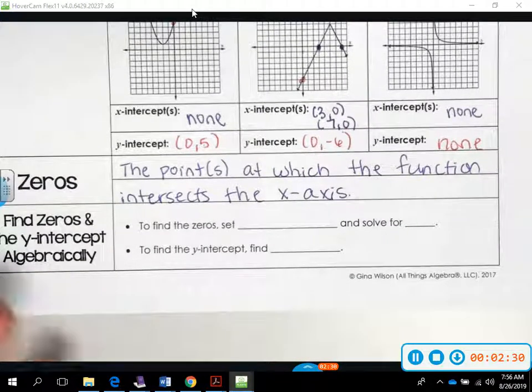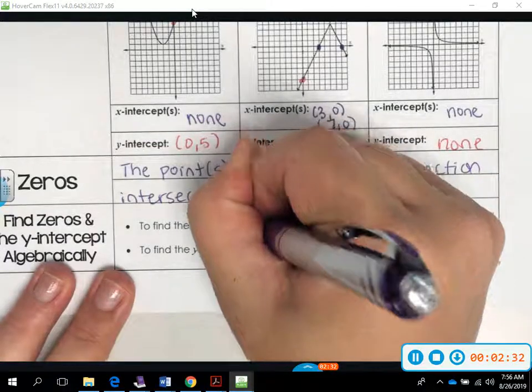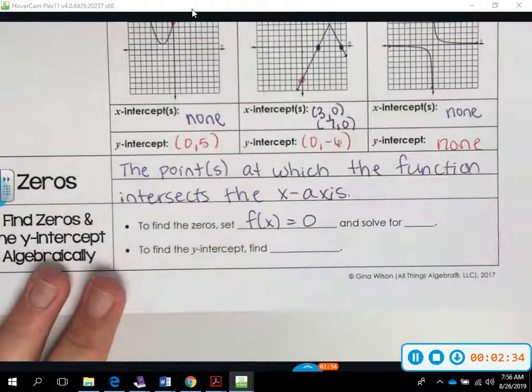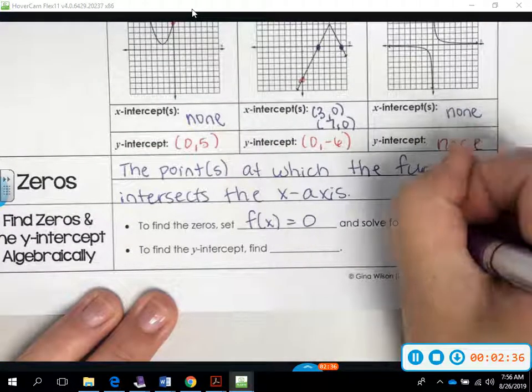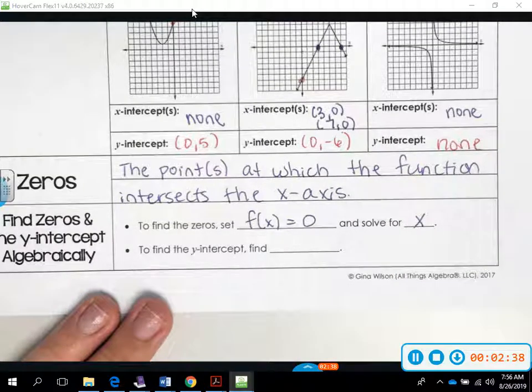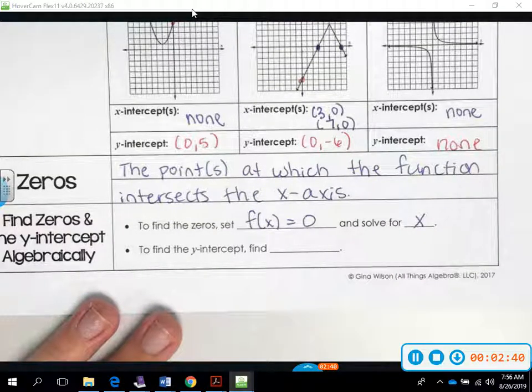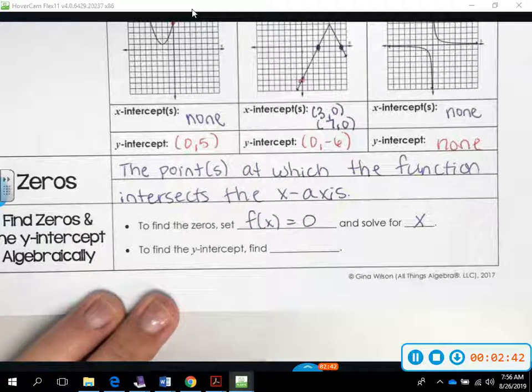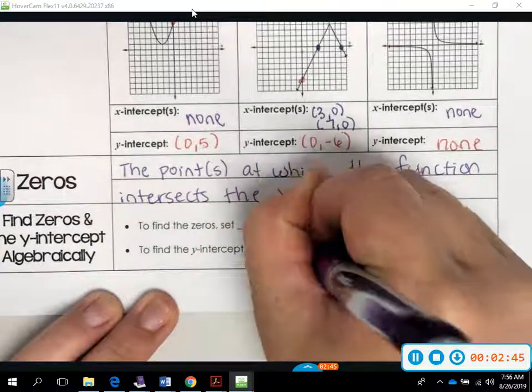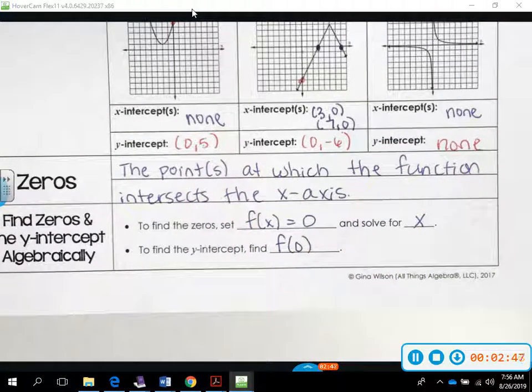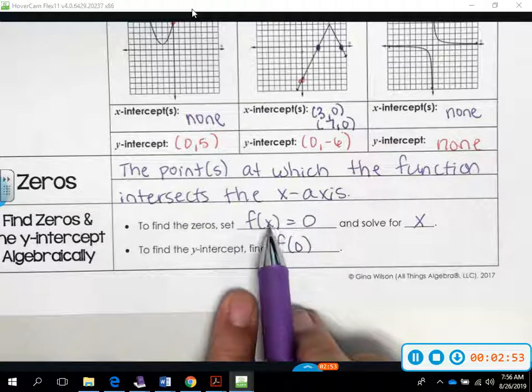To find zeros, you're going to set f of x equal to 0 and solve for x. Does anyone know what f of x is the same thing as? Y. Okay. To find the y-intercept, you're going to find f of 0. What does f of 0 mean? Look at where 0 is in place of x.